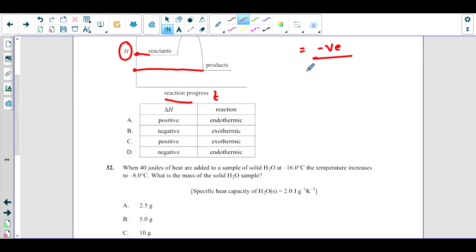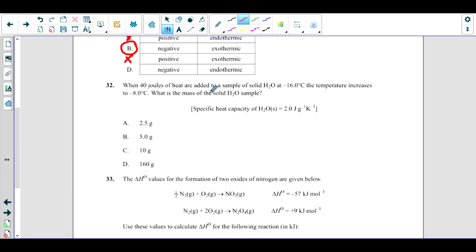Sorry about that, it is negative. So what should be correct here? Delta H positive, this is wrong. Delta H positive, this is wrong. Now this reaction is what? This is an exothermic process. Why? Because products have lower enthalpy. So what is the correct answer? B, negative and exothermic.